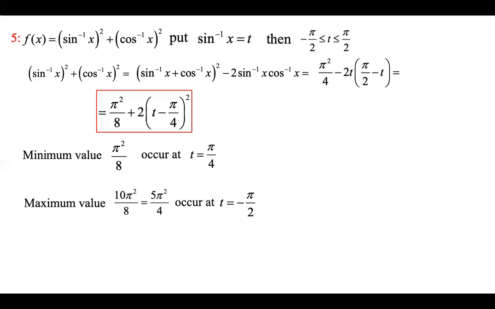That is the same as x equal to minus 1. So the maximum will occur at x equal to minus 1, and the minimum will occur at x equal to 1 by root 2, because t equal to pi by 4 means x equals 1 by root 2. So the overall domain is from minus 1 to plus 1, and the range is from pi square by 8 to 5 pi square by 4. This is the answer for this problem.